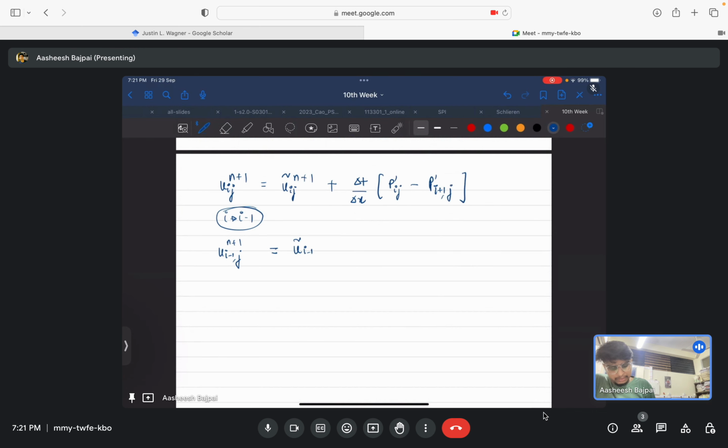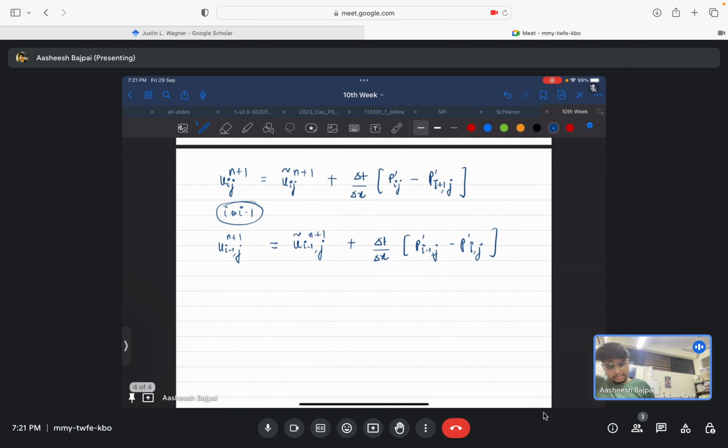i minus 1 comma j at n plus 1 plus delta t by delta x, and this is p dash i minus 1 comma j minus p dash i comma j. This is our next equation.